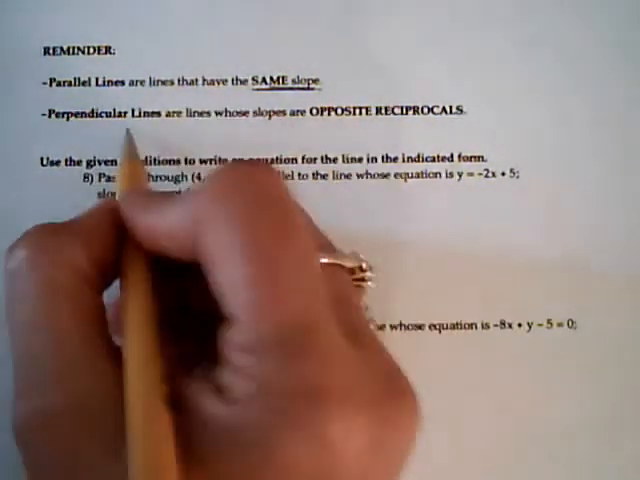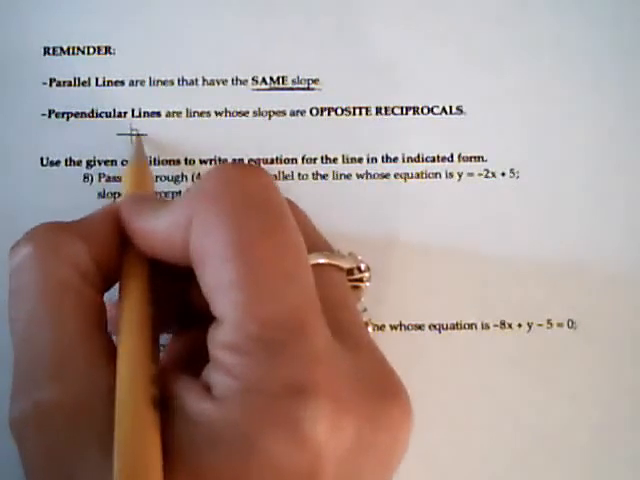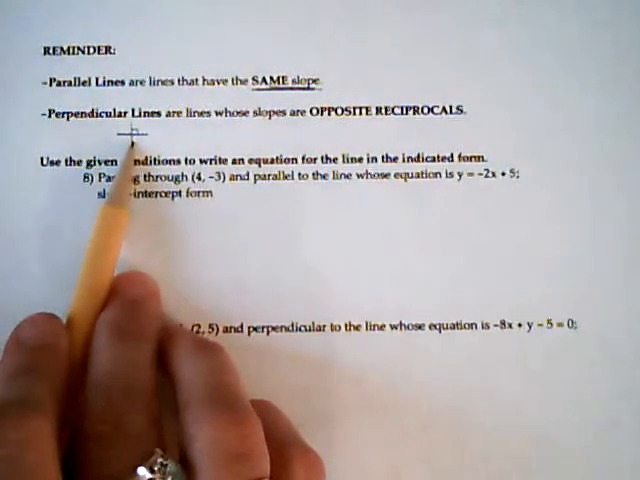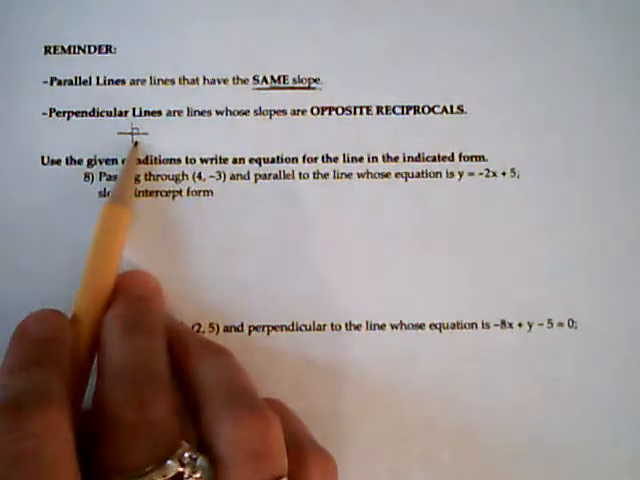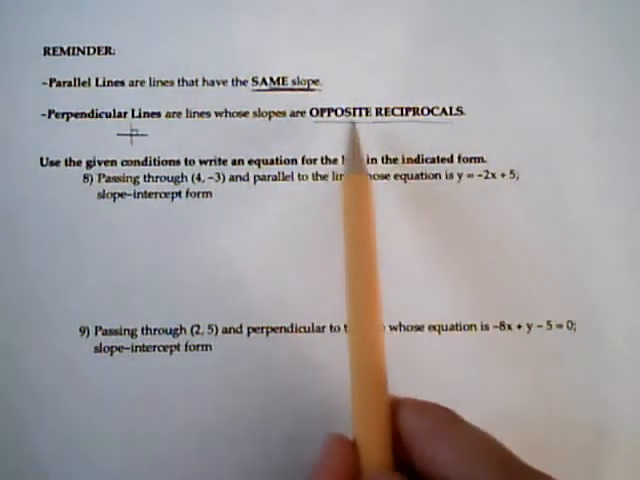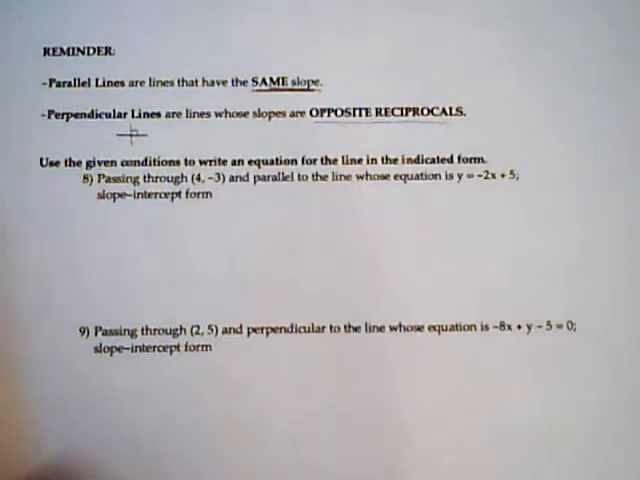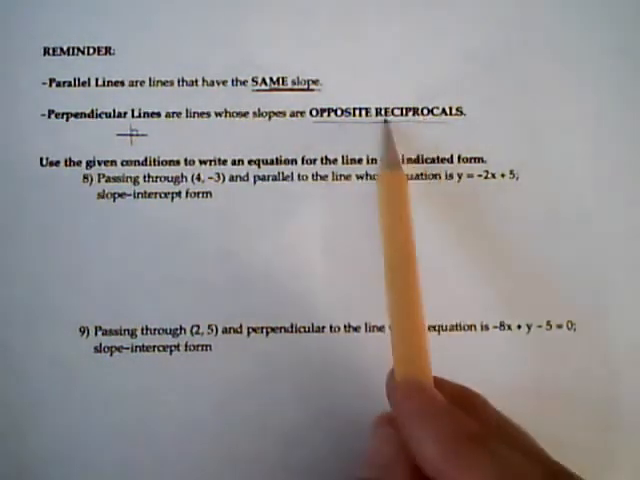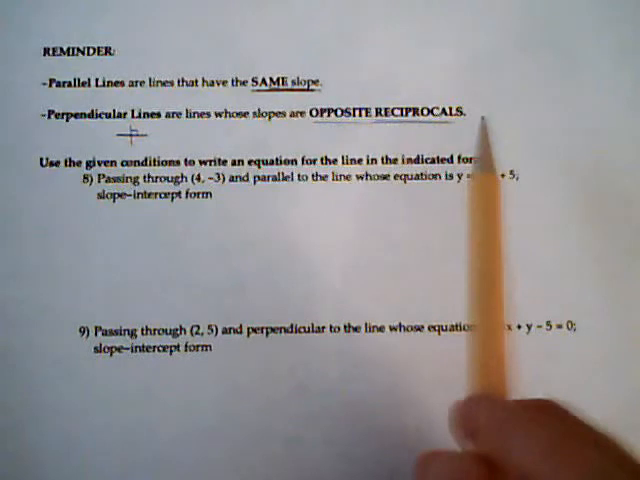Perpendicular lines, we know that they intersect to form a right angle. So their slopes would not be the same. They're actually what we call opposite reciprocals. So if one is a positive, the other line has to be a negative. And then the numbers are actually reciprocals of each other.